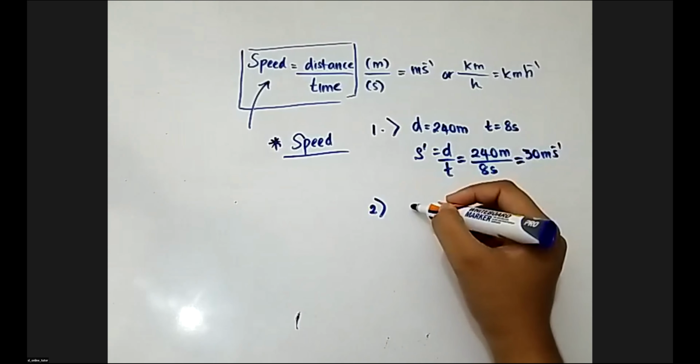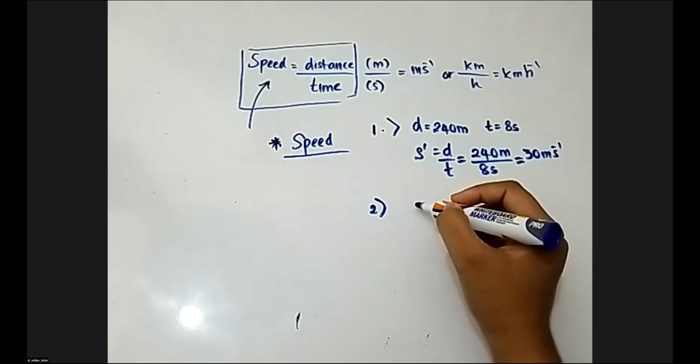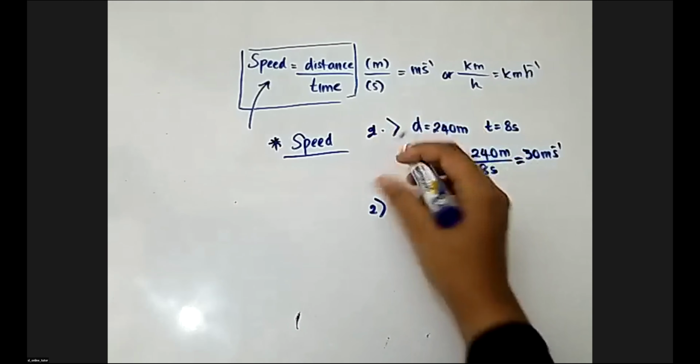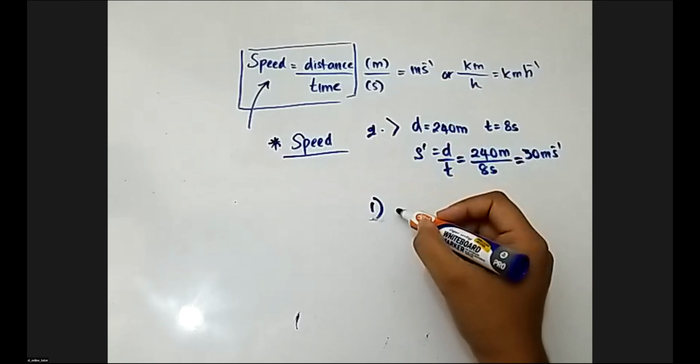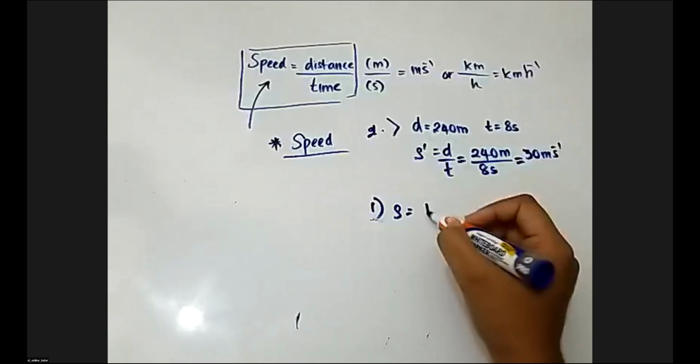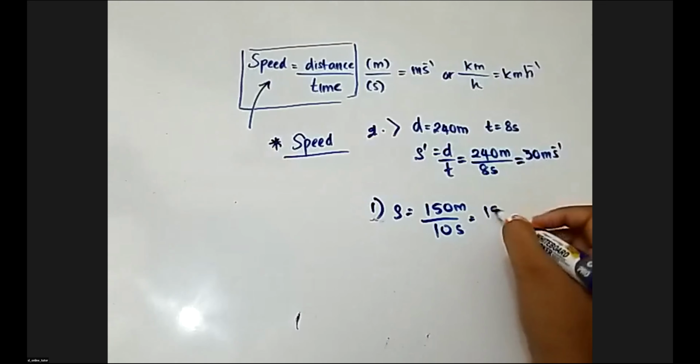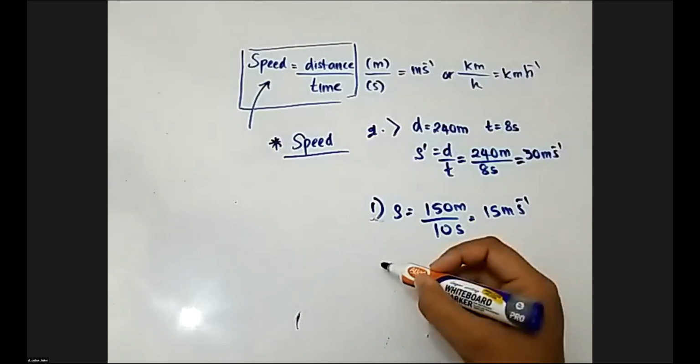Second question, it is given speed of the vehicle. No, wait, I made a mistake, I guess. This is the second question. Sorry, this is the second question. First question is motor vehicle. Speed is equal to 150 meters divided by 10 seconds. You get 15 meters per second, right?